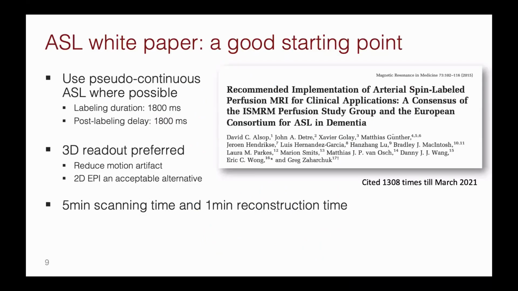Now, among the different variations of ASL, these are the recommendations of what is known as the ASL white paper. It is a consensus from the community, and it tries to address the different ASL methods available and to give us some simple advice on what works well. And this technique has a total scanning time of about 5 minutes, and it's now available in most MRI scanners as the product ASL sequence.